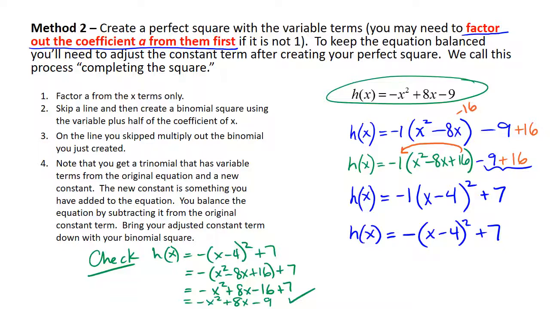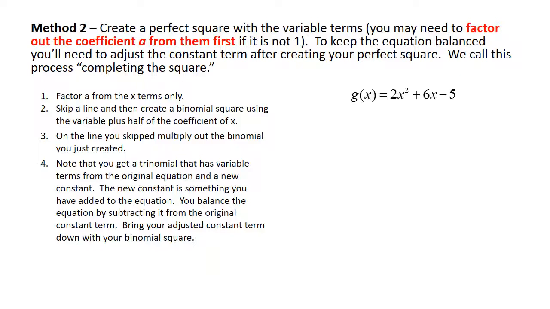The great thing about being able to put an equation in vertex form is that it is a way to find the vertex. So just as a quick reminder here, once we have it in this format, we know that the vertex is (4, 7). Remember to change the sign of the inside for the x value, and then 7 for the y value. So vertex form does allow you to figure out what the vertex is very quickly.